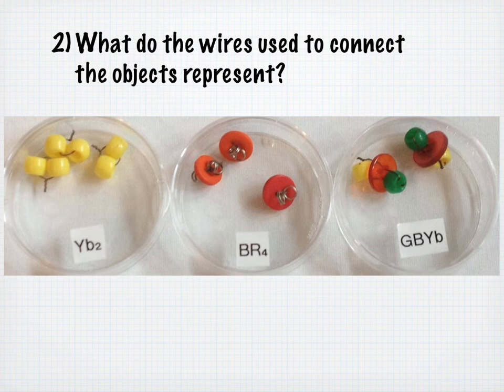And then question number 2. I have pulled the 3 trays that have the wires being used in them. It's asking you, what do the wires used to connect the objects represent? Keep in mind the reading said we are talking about atoms and molecules. So what are the wires representing?